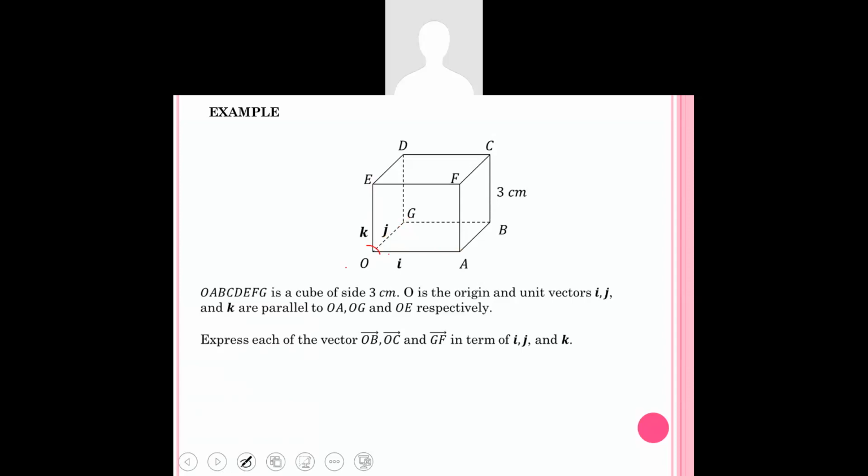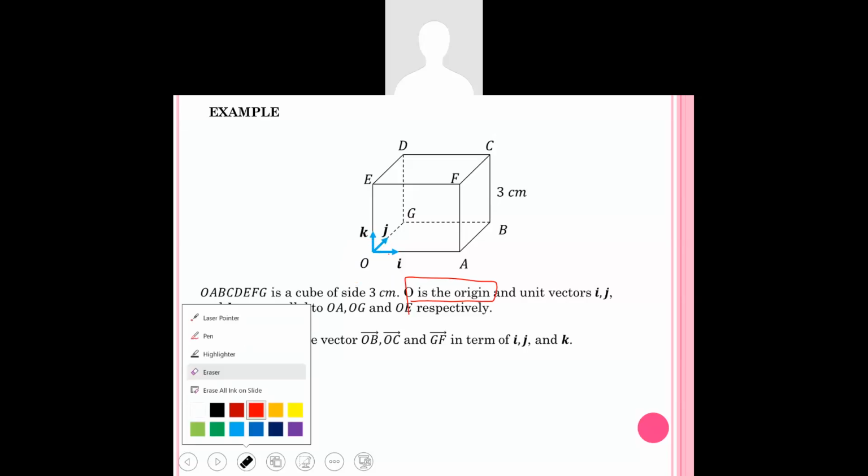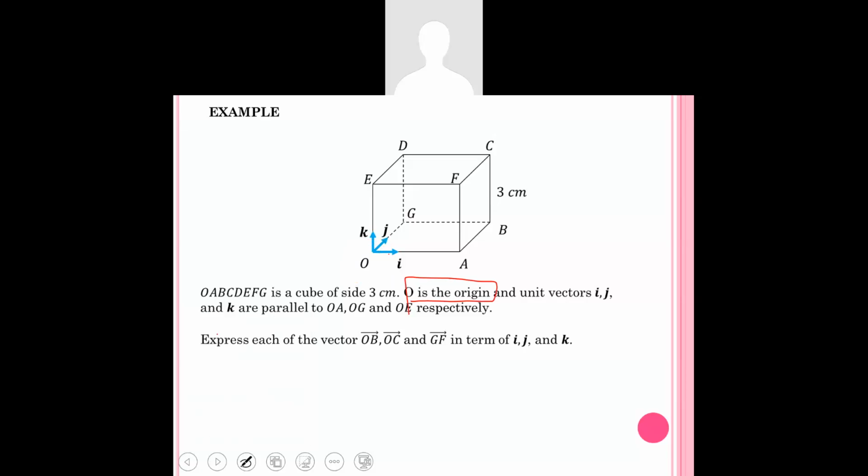O is the origin. Okay, ingat lah, kita selalu mau start di origin. Okay, we must always start at the origin. And unit vectors I, J, and K are parallel to OA, OG, and OE respectively. Okay, so those blue lines telling you your axis. Okay, so express each of the vector OB, OC, and GF in terms of I, J, and K.